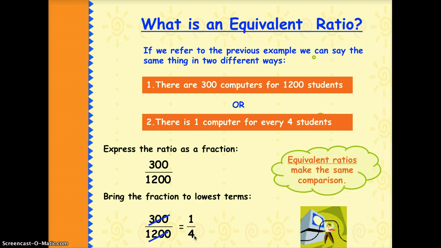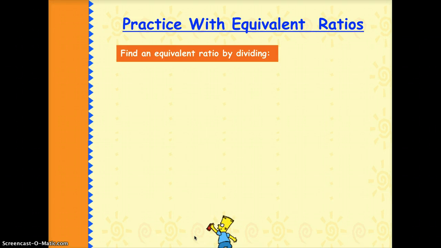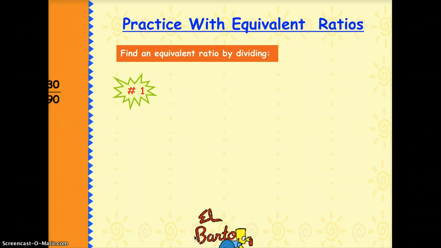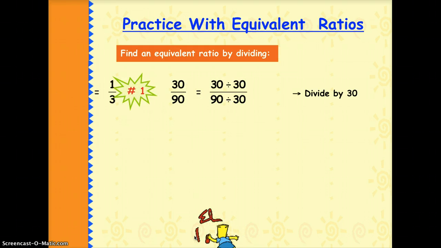So equivalent ratios make the same comparison. So this can also be 1:4. Find an equivalent ratio by dividing. Let's have our first example. If it's 30:90, we can divide both the numerator and denominator by 30. And then you will have 1:3, or 1/3.